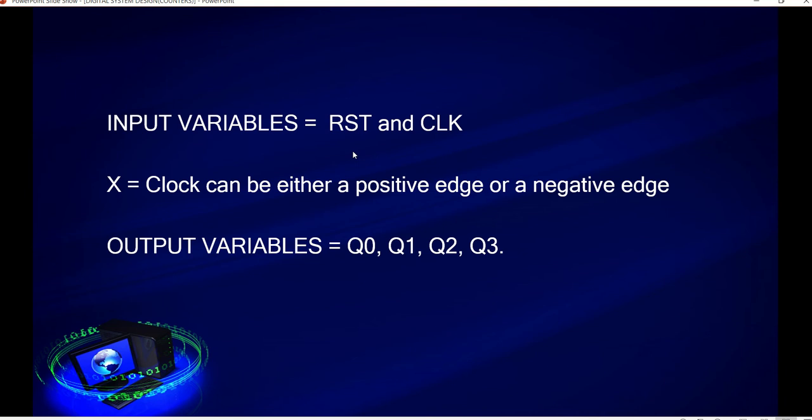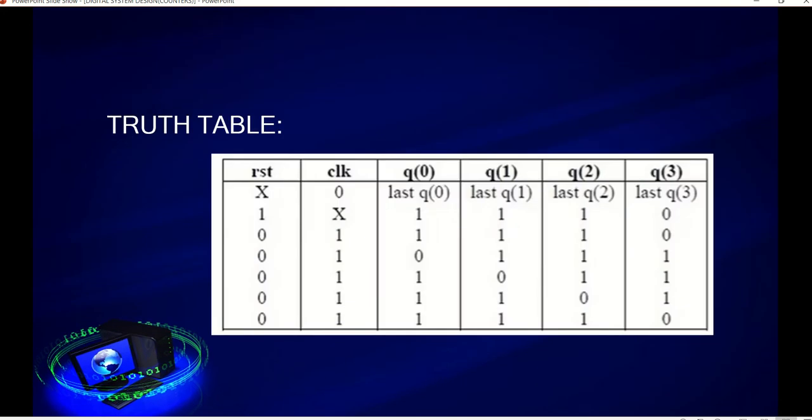The inputs are RST and clock. The clock can be either positive edge or negative edge. The output variables are Q0, Q1, Q2 and Q3, as I said before. And next is a truth table. With the help of this truth table, we'll be seeing the demo of the ring counter.